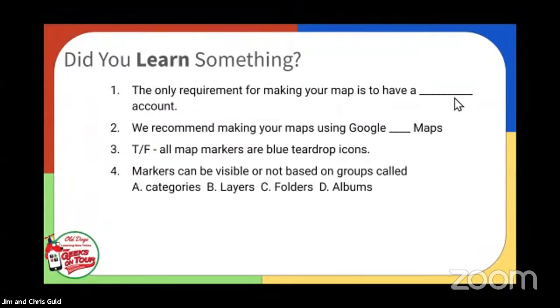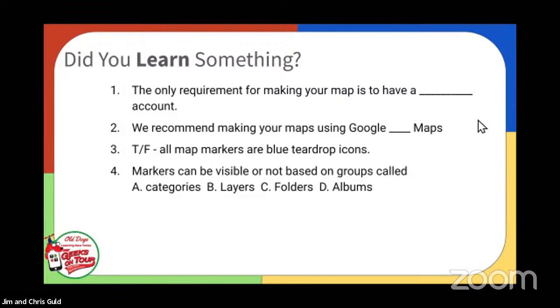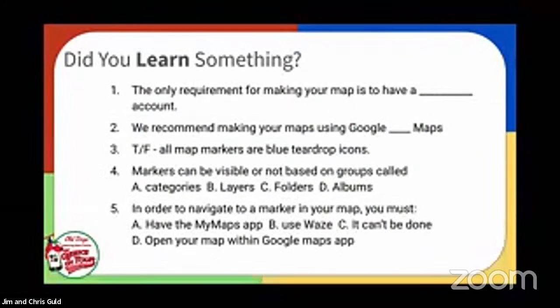True or false? All map markers are blue teardrop icons. False. They start out that way, but you can make them be anything you want. Okay. Markers can be visible or not based on groups called A, categories, B, layers, C, folders, or D, albums. B, layers. Okay.